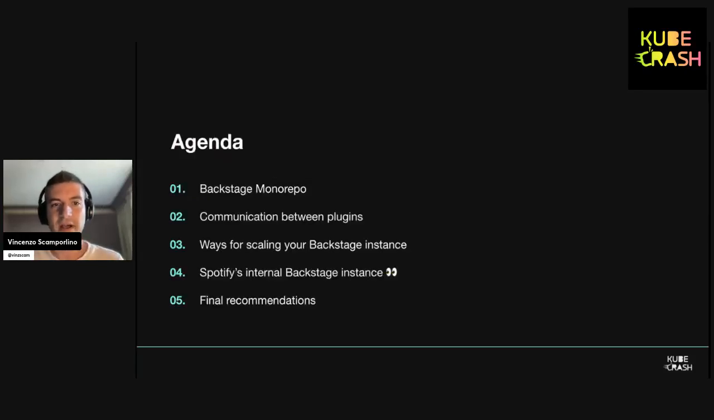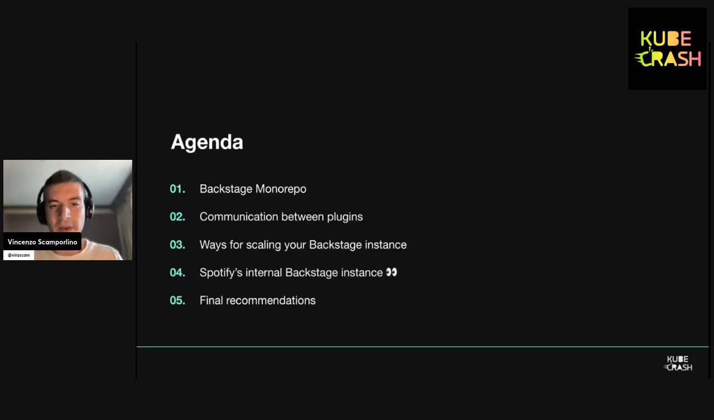And this is our agenda for today. First, we will start by having a look at the Backstage monorepo, just to understand more what you get out of the box when you boot up a new Backstage app. Then we will learn more about how plugins communicate between each other. Then we will dive into the core section of this talk, where we will describe different methods for scaling out Backstage, and where we are also going to talk about things you need to configure in order to distributively deploy Backstage. We will have a look at the Spotify internal developer instance deployment, and we will conclude with some final recommendations.